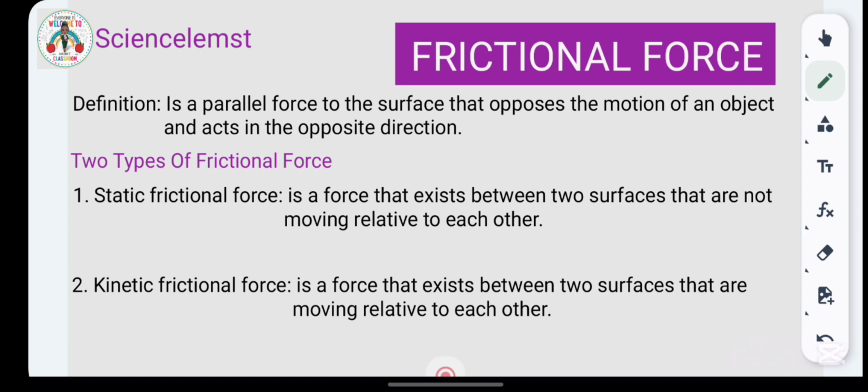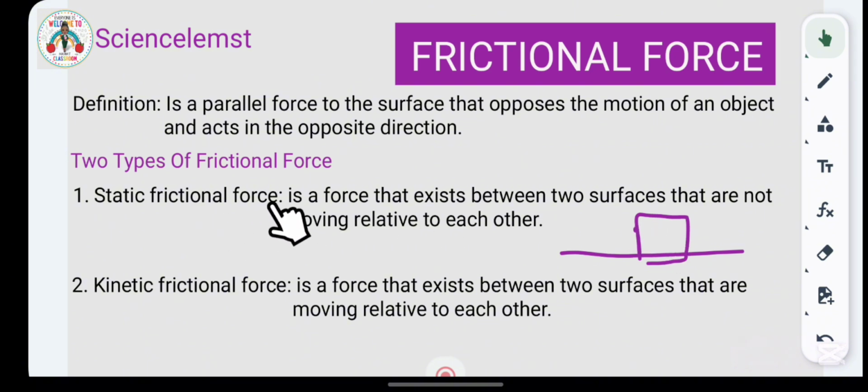You already know what is static. Static means stationary. Static means not moving. Okay, so now when we speak of static frictional force, we speak of a force that exists between two surfaces that are not moving relative to each other. What am I saying? If I have a surface and I have an object on top of the surface, if it's not moving, if it's standing still on this surface, it is still experiencing static frictional force, which is basically the force that's keeping it stationary.